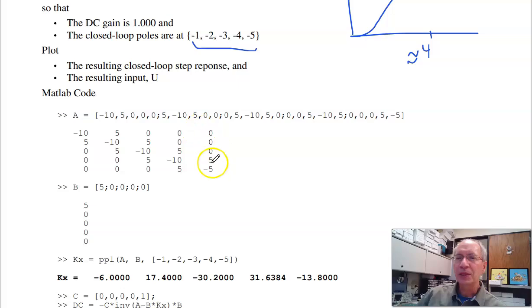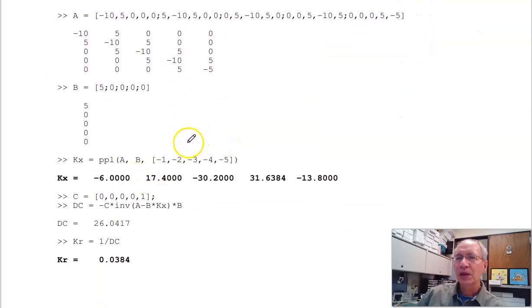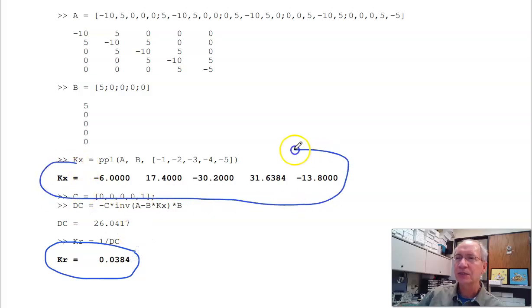Well, input the A matrix and B matrix. Use our handy pole placement algorithm to put the poles at minus 1, 2, 3, 4, 5. I get 5 feedback gains. If you check, the eigenvalues of A minus B Kx are sure enough at minus 1, 2, 3, 4, 5. Pick Kr to make the DC gain 1. Here's the DC gain without Kr: the DC gain is 26. There's Kr. Here's Kx.